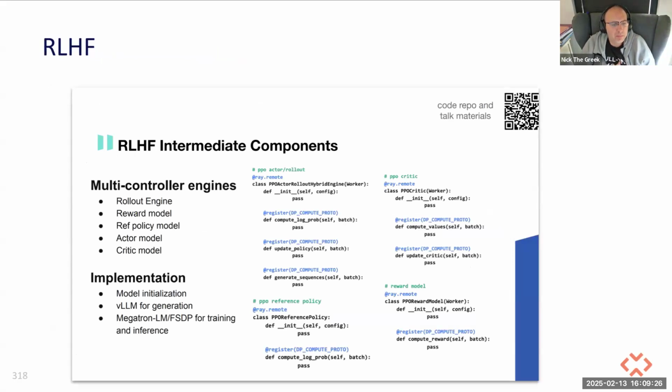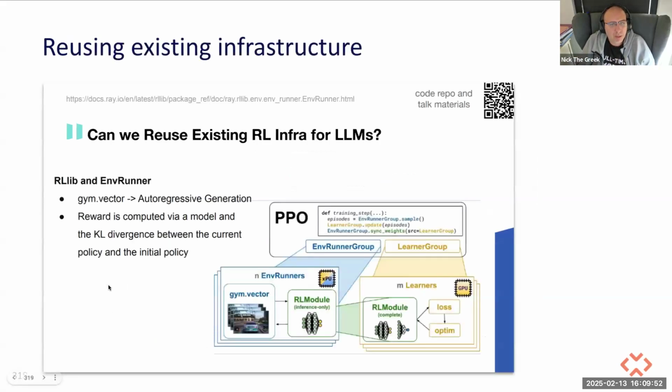Here they summarize the components. They have multi-controller engines. The controller, I think, here is the policy. So they have the actor model, the critic model. They implement a really wide variety. I don't really think people need all of them, but it's good to have them. And it's nice that they have been implemented in different frameworks.